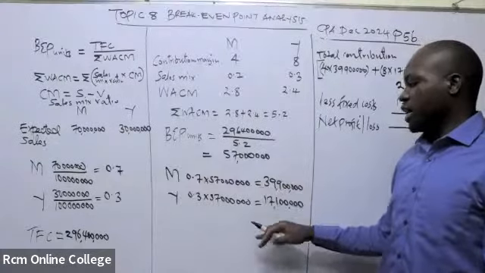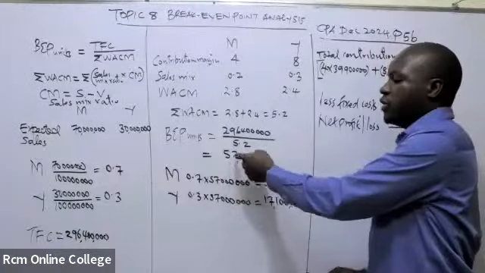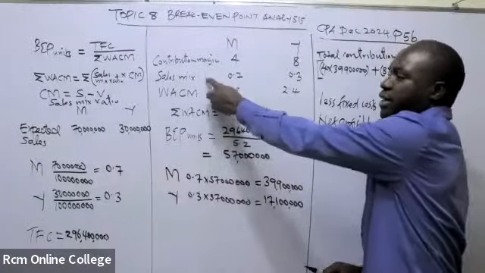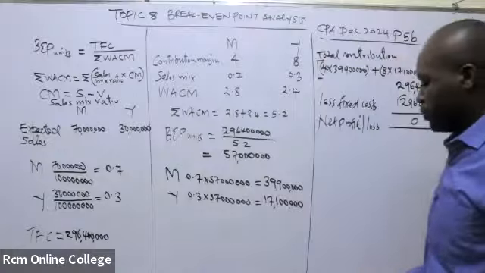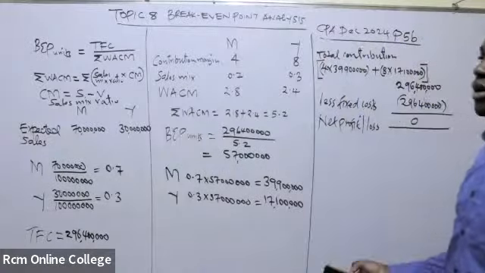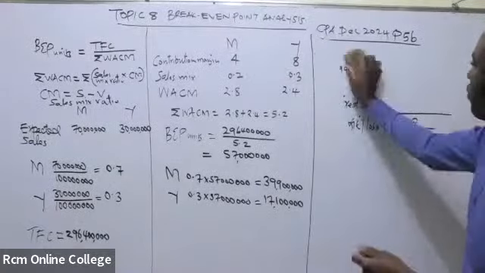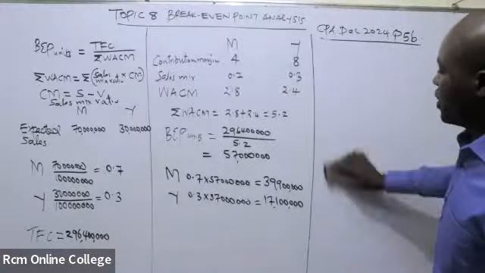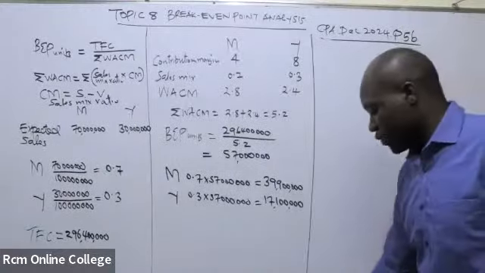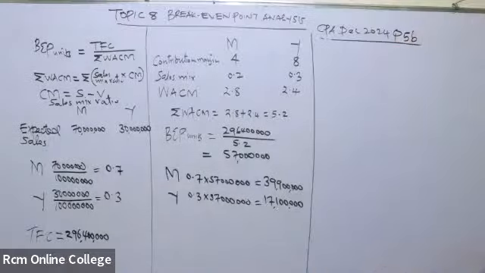What is the total units at break-even point? 57 million distributed using the sales mix ratio. Good. So we have been able to verify that this unit will actually give us a net profit of 0 and a loss of 0. Now, if you are told to give us margin of safety, how do we get margin of safety?